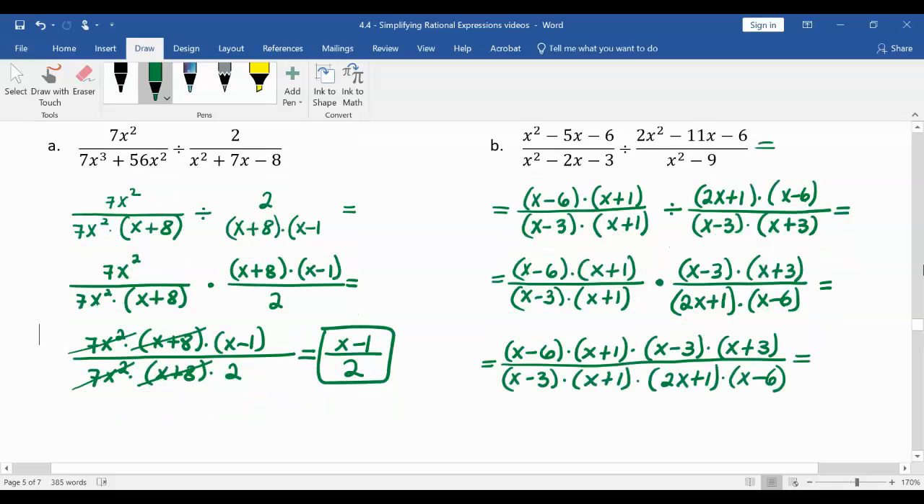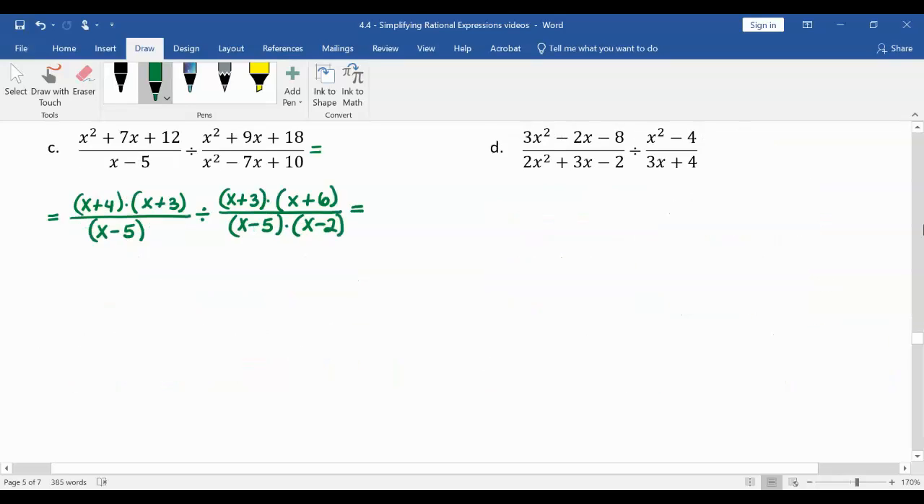After multiplying the numerators together and the denominators together, the next step is to reduce terms that are in both the numerator and denominator. So we can simplify x plus 1 with x plus 1, x minus 3 with x minus 3, x minus 6 with x minus 6. What's left? It's x plus 3 over 2x plus 1. This is our answer.